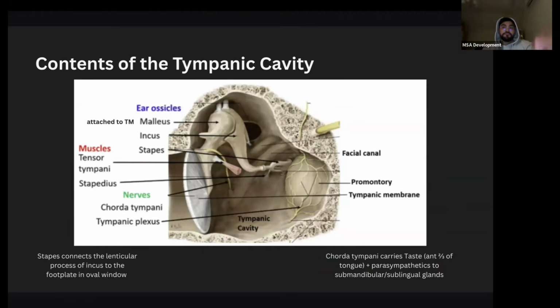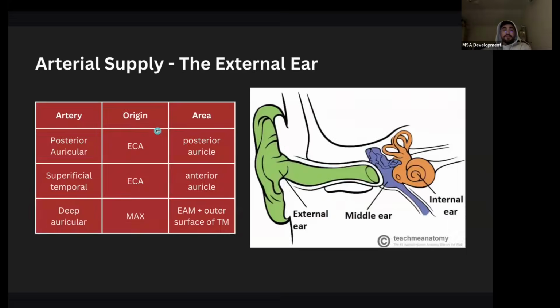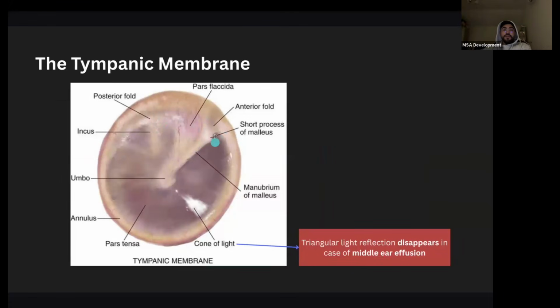So if you look here, okay, you have the malleus, incus, and stapes. These are the three bony structures, or what we refer to as ear ossicles. Okay, the malleus is attached to the tympanic membrane. Hence, the short process of the malleus and the manubrium of the malleus seen on the tympanic membrane. Okay.